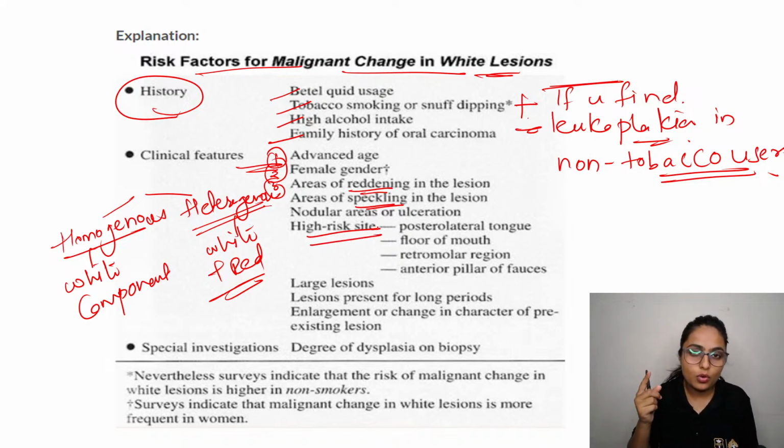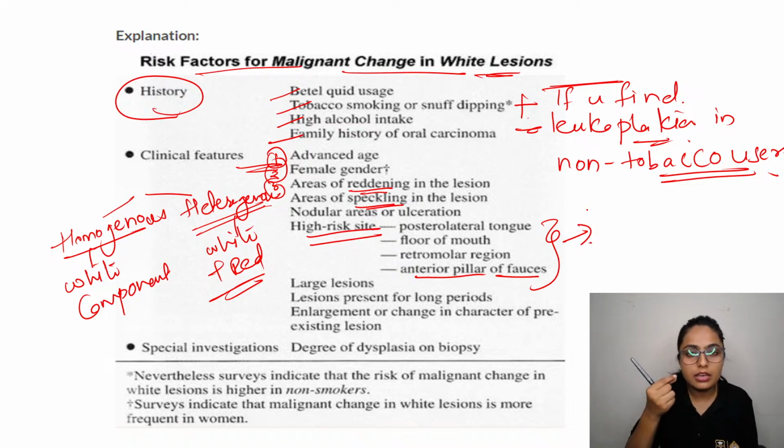Next, we have higher risk sites: posterolateral tongue, floor of the mouth, retromolar region, and anterior pillar of fauces. These sites have a higher potential. So any leukoplakic lesion, if you locate it at these particular sites, you immediately go for biopsy in such lesions. Then we have larger lesions, which will have a higher risk of malignancy. Lesions present for longer periods, longer duration. Then enlargement or change in the character of pre-existing lesions.